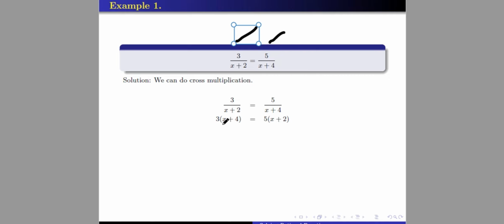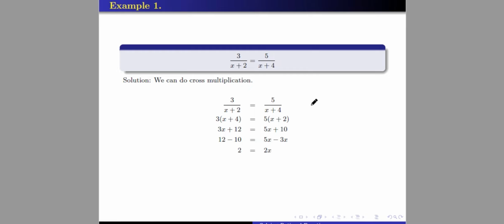After this, we can distribute 3. So 3 times x is 3x, 3 times 4 is 12. On the other side, we have 5 times x is 5x, and 5 times 2 is 10. And then we'll regroup. I will put all the 5x on the right side and all the terms without variable x on the other side. So this 3x will become minus 3x, and this 10 will become negative 10 by transposition.